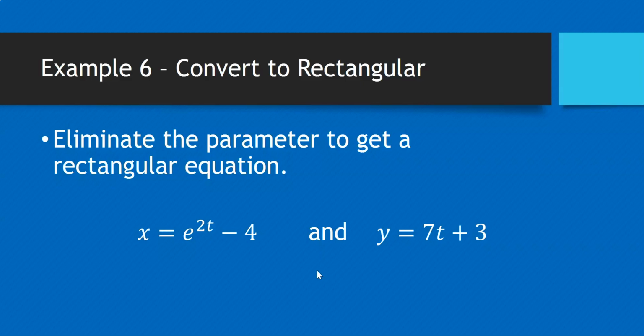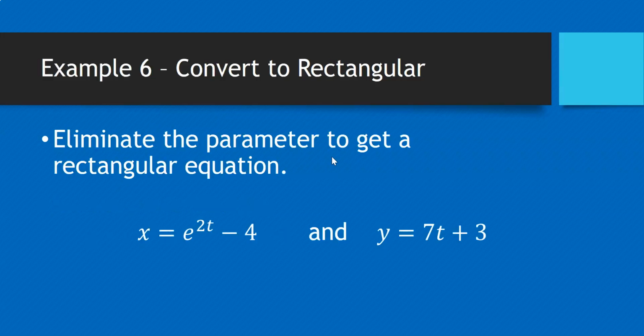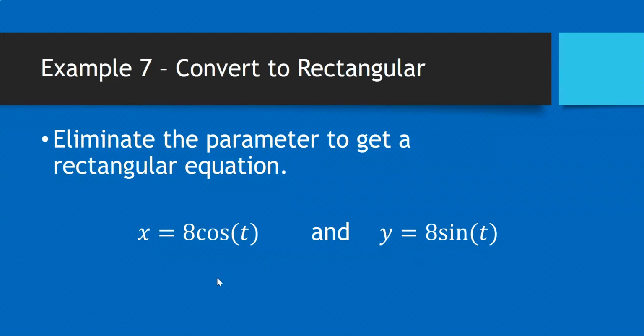Now, these first two equations of converting to rectangular were both sort of direct substitution situations. So let's get into the indirect substitution situations. Those are ones, well, again, we graph this, but those are ones like this, where we have x equals 8 cosine t and y equals 8 sine t.